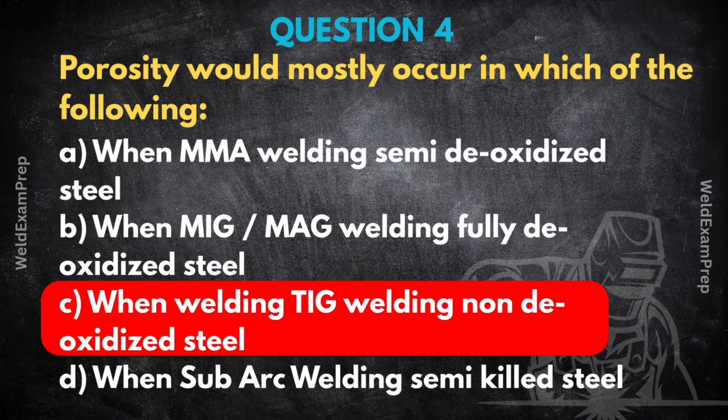These deoxidizers grab onto the oxygen and impurities in the molten pool, forming compounds that float out into the slag, effectively cleaning the weld metal as it solidifies.